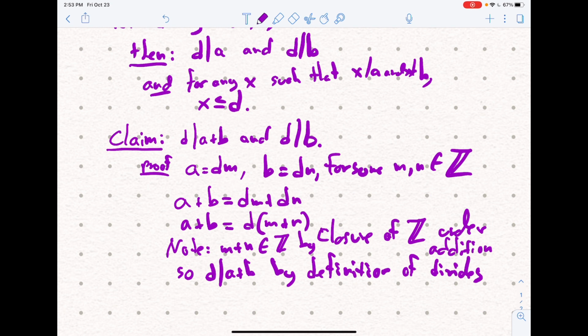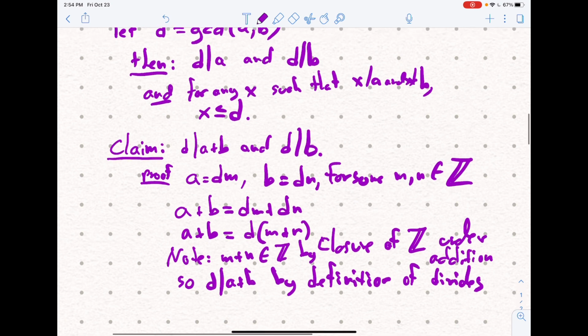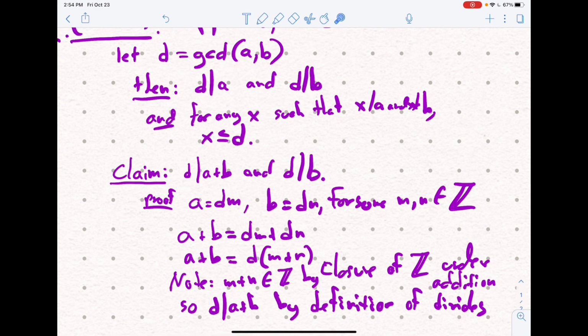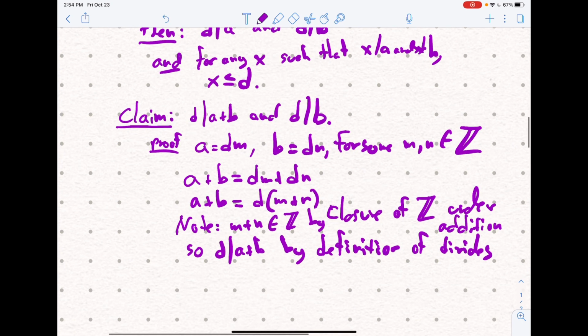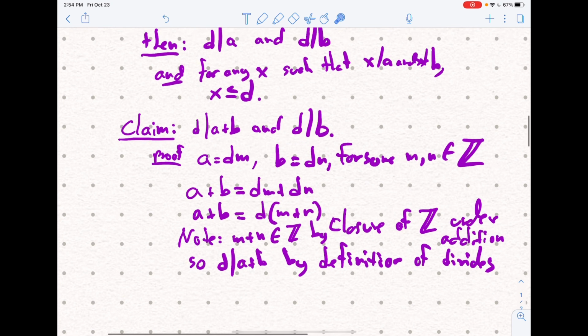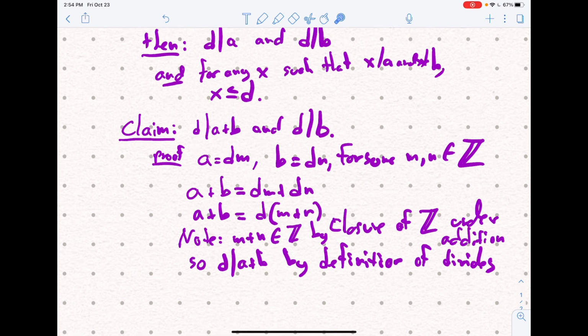So next, how do I know that d divides b? Well, that was given to us. D was the GCD of a and b, so by definition, d divides a and d divides b. So I could just add here, I don't even need to prove anything for this one. It's just something we know already. It's given to us up here.